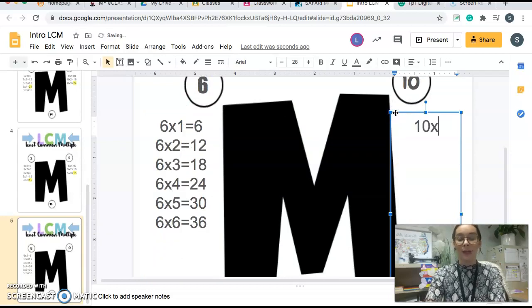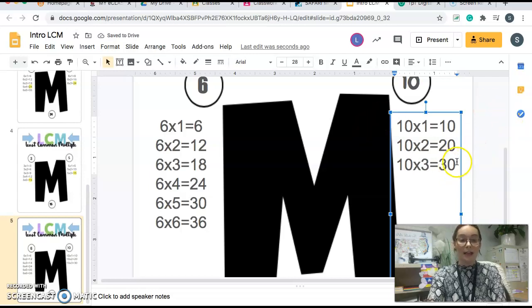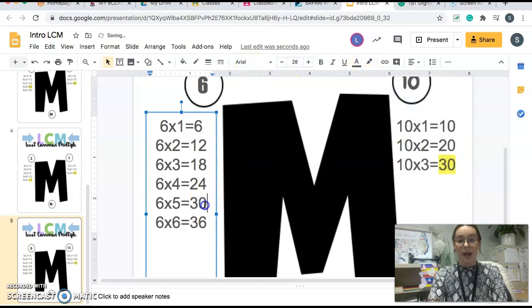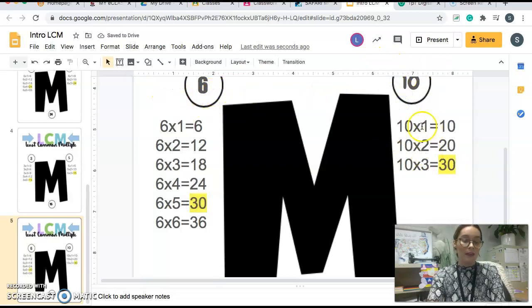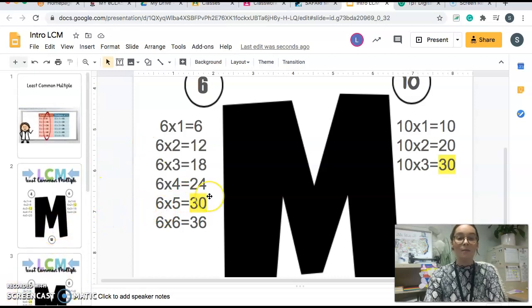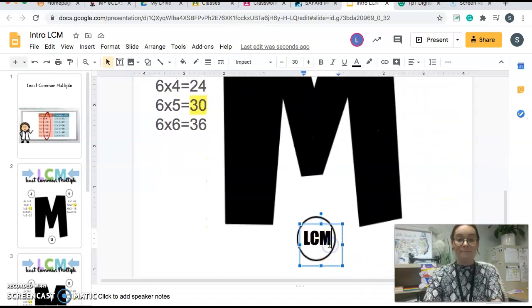Now we're going to find multiples of 10. Let's start with 1. 10 times 1 equals 10. 10 times 2 equals 20. 10 times 3 equals 30. Oh, look, I think we have a common multiple. And I think it's 30. I would always start out by finding the multiples of the smaller number first, and then go with the bigger number. So that's how you find the least common multiple, okay? So the least common multiple for 6 and 10 would be 30.